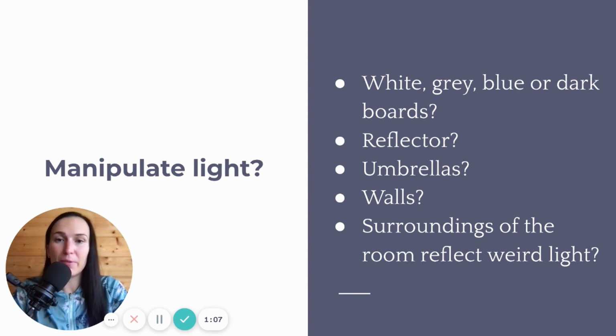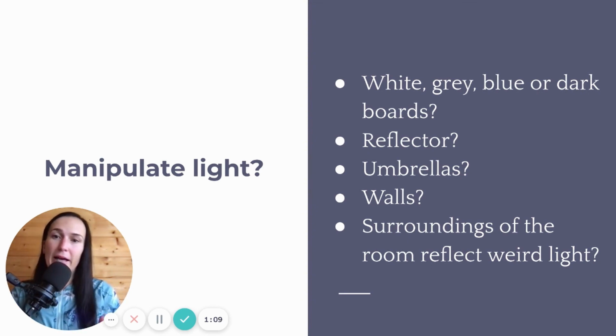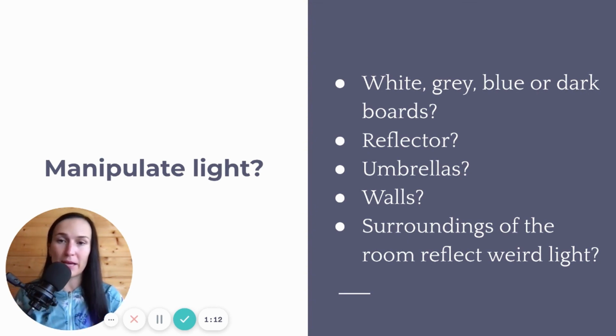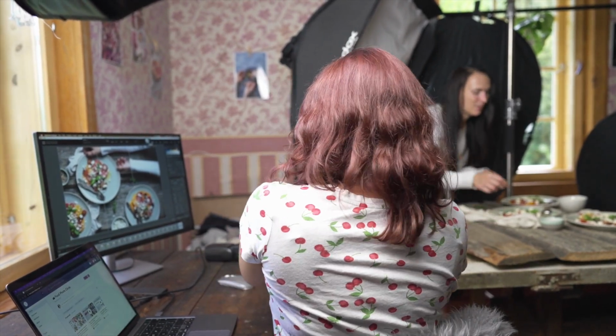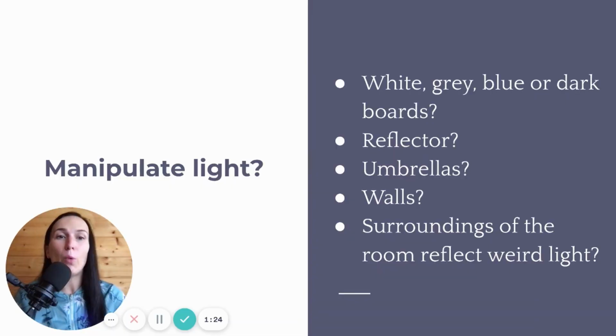As we said before, you can use window light and everything, but sometimes it's not enough, and there's not enough light. So what you can do is manipulate the light. These are some of the basics you need to know, for example white, gray, blue, and dark boards. You just put these next to your dish, and they reflect onto the food.